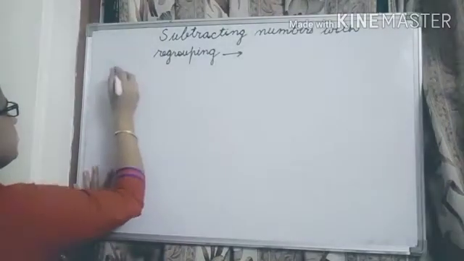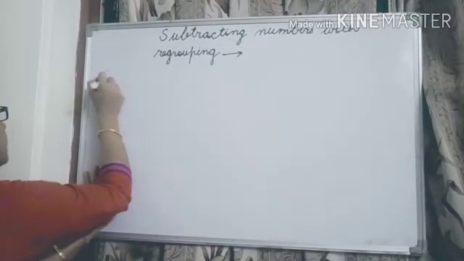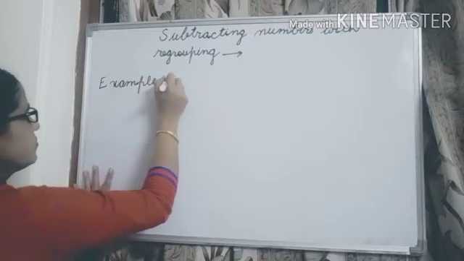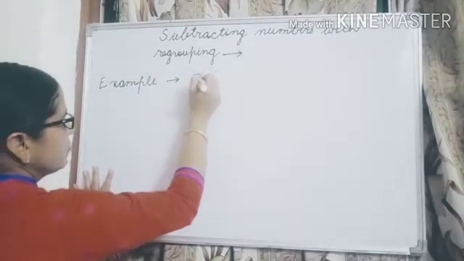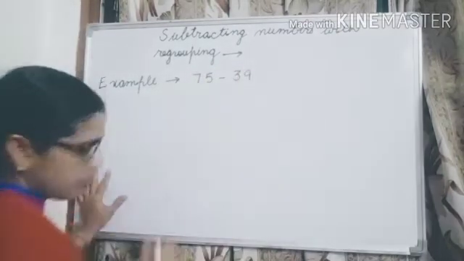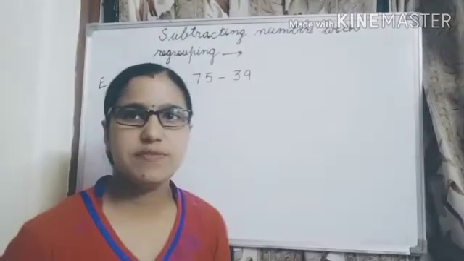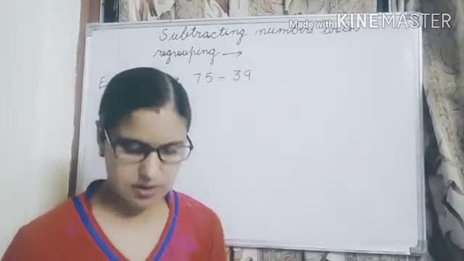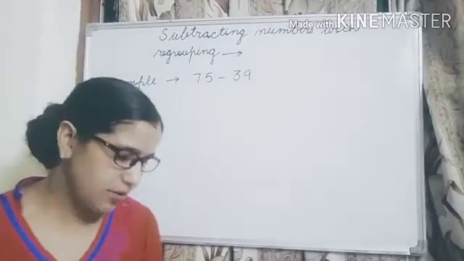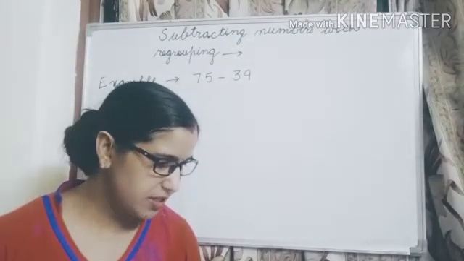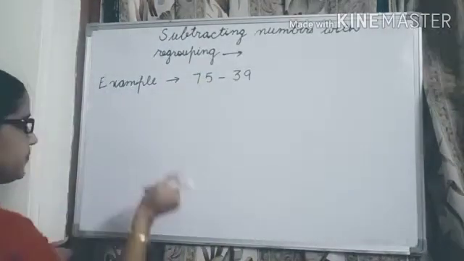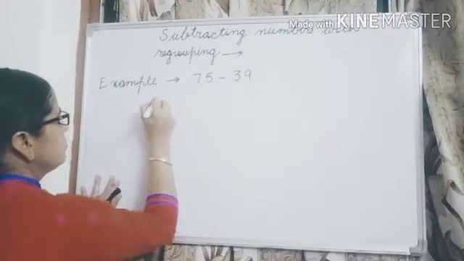Suppose I have taken an example. What I have written? 75 minus 39. Can you tell me how you will subtract these numbers? Okay, I will tell you. You will see the solution of how you will do it.